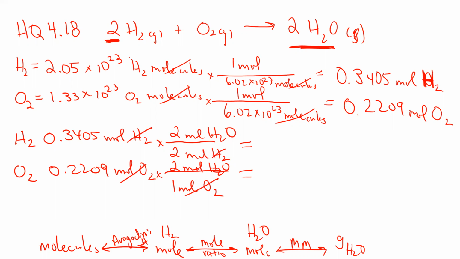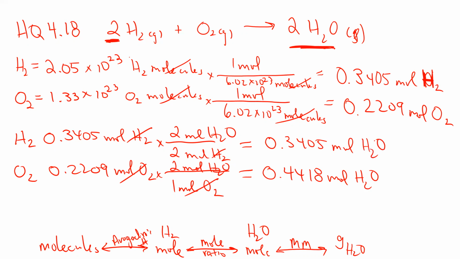So that's 0.4418 moles of water. And then up here, you've got 0.3405 moles of water. So that means the hydrogen is my limiting reagent. Hydrogen is limiting reagent because when that is all consumed, I can only make 0.34 moles of water, right? That runs out first and limits what I can make. That also means I only need this now moving forward to find what is the mass of water produced.